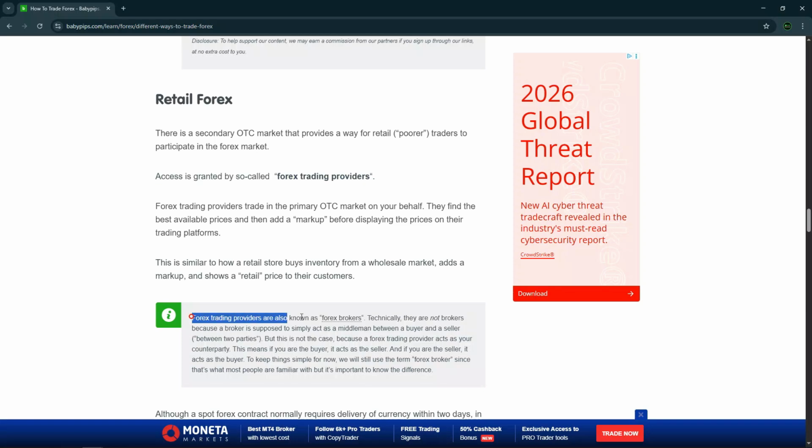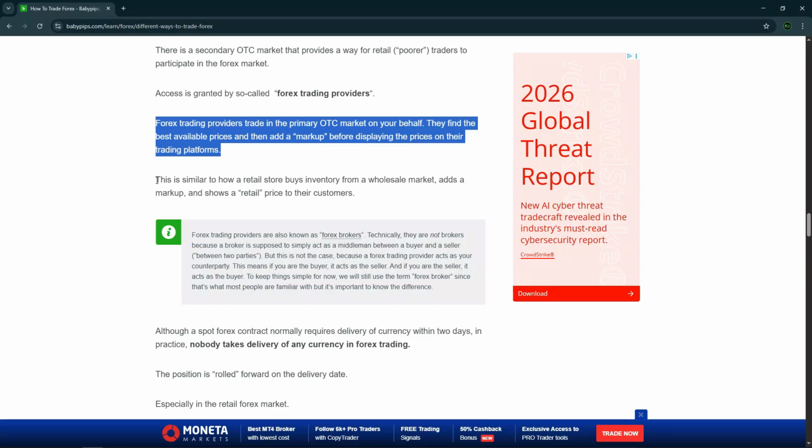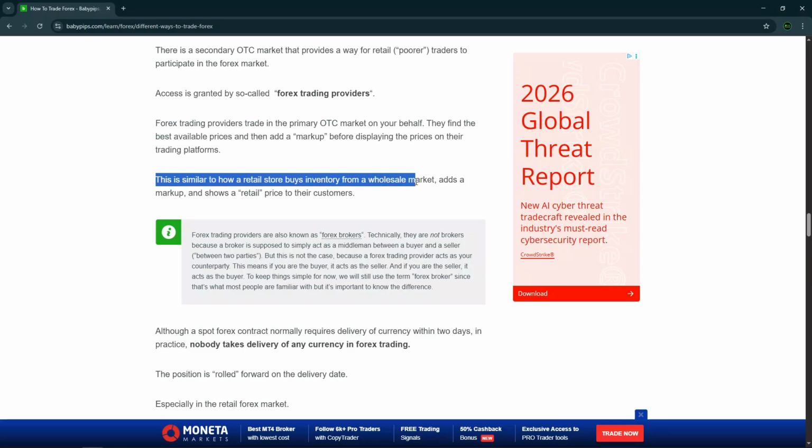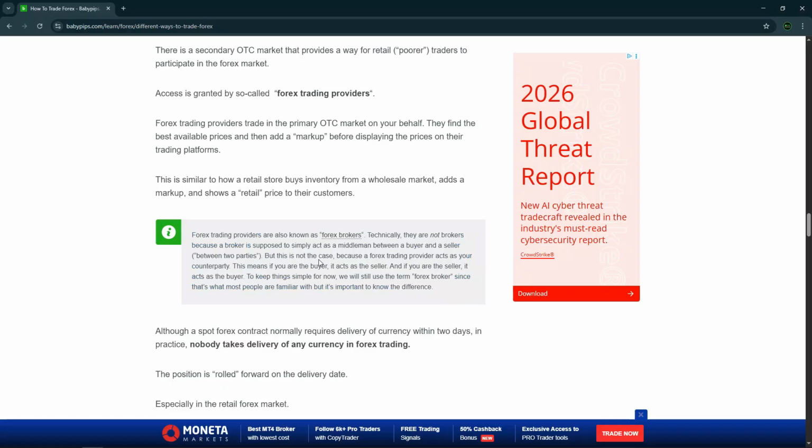These brokers connect us to bigger markets, get prices, and then display those prices on our trading platforms. You can think of it like a shop. It gets prices from a supplier and then shows you its own price. Now, something important to understand is that your broker is usually the one taking the other side of your trade. So if you buy, the broker sells, and if you sell, the broker buys.